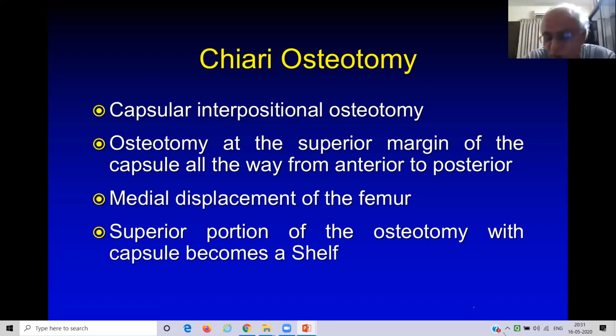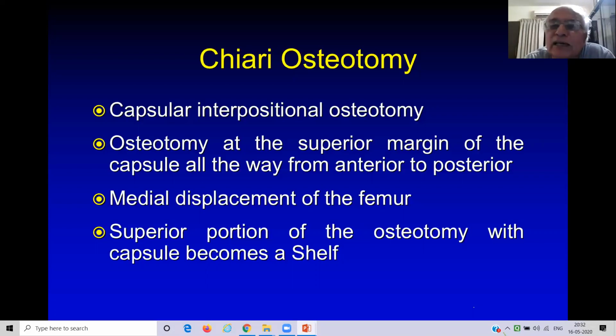So Chiari wanted to publish and do some operations, but as long as his boss was alive and head of the department, he did not allow Chiari to do this. Then in 1955 or 56, he did a couple of operations, and I'll tell you the long-term results of Chiari. So this was history.